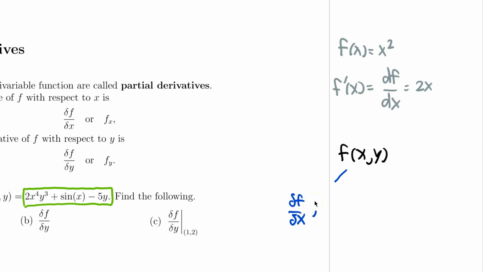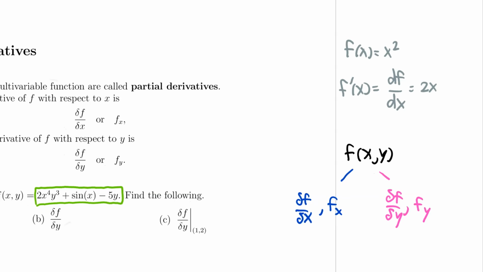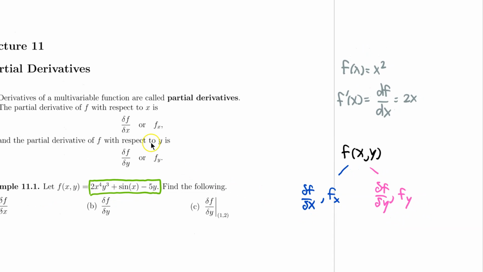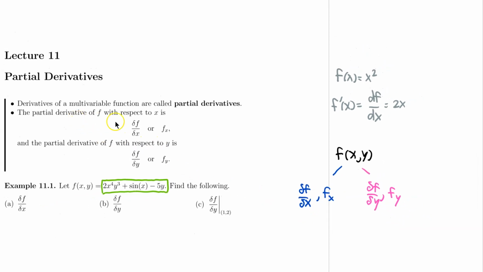Or I can also just write f with x as a subscript. And the same thing with respect to y: I can just write delta f by delta y, or I can just write f with y in the subscript. Now, when I take the partial derivative of f with respect to x, I'm going to have delta f by delta x, or f sub x.